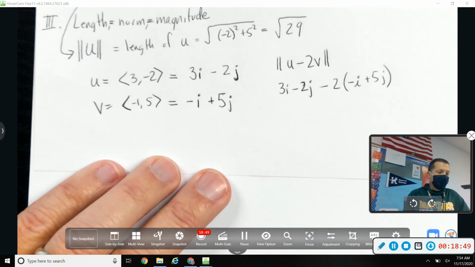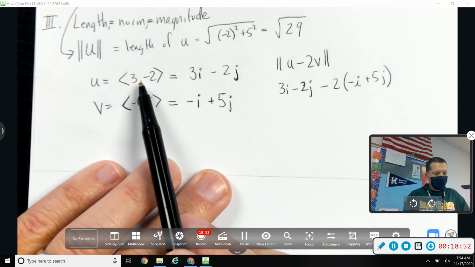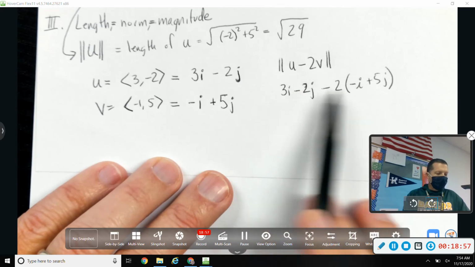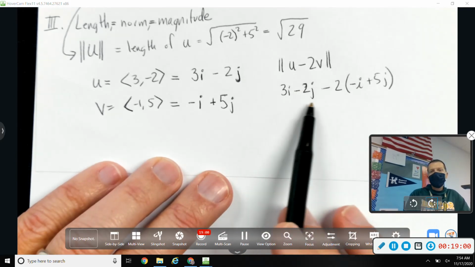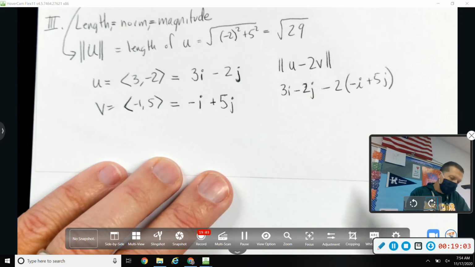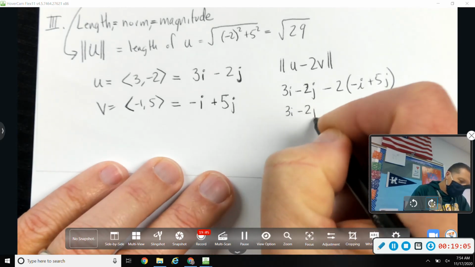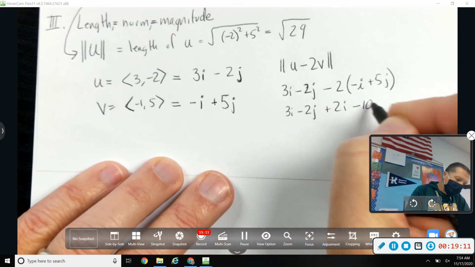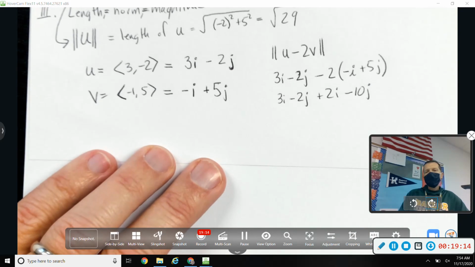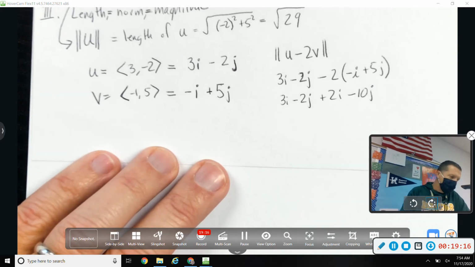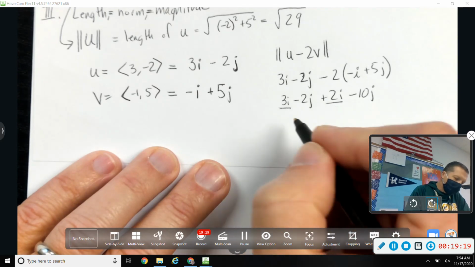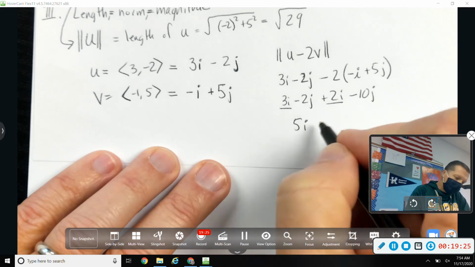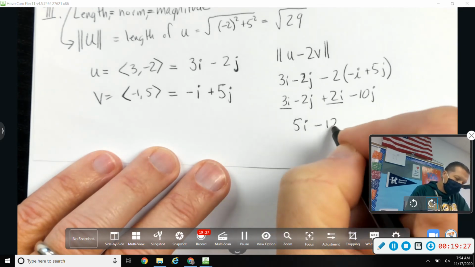Again, it doesn't matter if you wanted to work the problem as ordered pairs, you can. If you do ordered pairs, you've got to just keep track of who's first and who's second. If you do i and j, you can think of it in terms of like terms. So we'll collect the i's and collect the j's. Let's distribute that -2 though. So plus 2i minus 10j. So I collect my i's. 3i plus 2i is 5i. Collect my j's. -2 minus 10 is -12j.